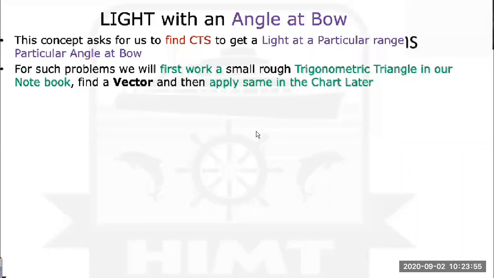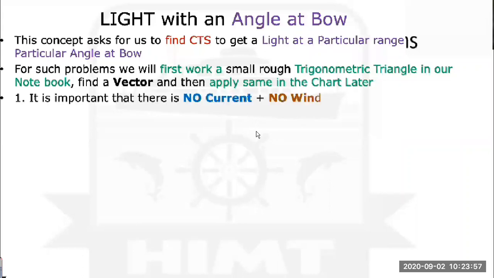Now, one of the most important things is if he's asking you for a particular angle at a particular distance, normally he should not give you current and wind. That is why I put it in bold: no current, no wind. Because the moment you put current and wind in, it complicates the whole problem. Although there are advanced problems with those things also, we will not go into that.